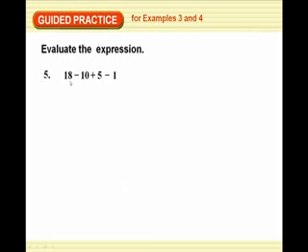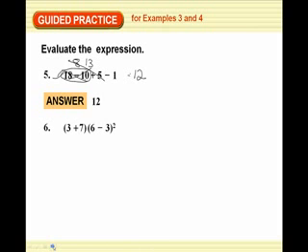Okay, here's our guided practice, practicing some of these order of operations. This right here, all it has is addition and subtraction from left to right. So we do the left to right rule, and we start doing problems as we come to it. So 18 minus 10 is 8. I'm just going to put the 8 right there. 8 plus 5 right there is 13. And 13 minus 1 is 12. So I just followed that left to right rule, did them in order as I came to them.